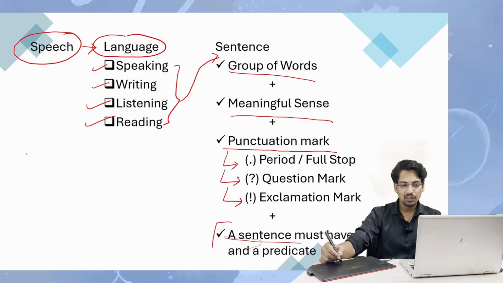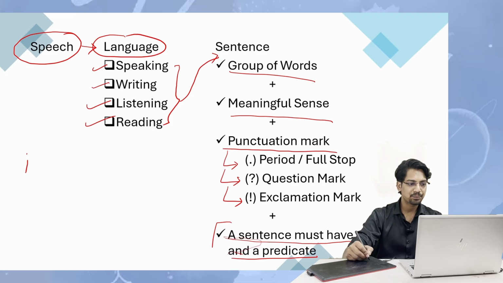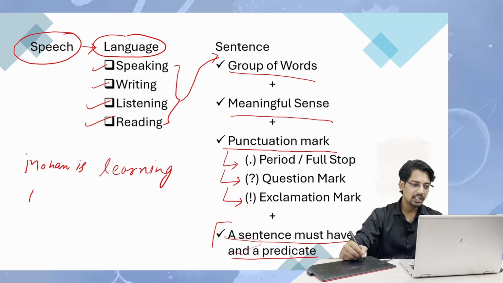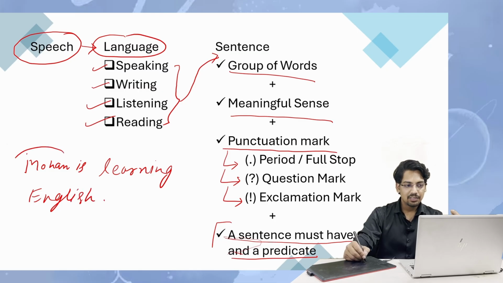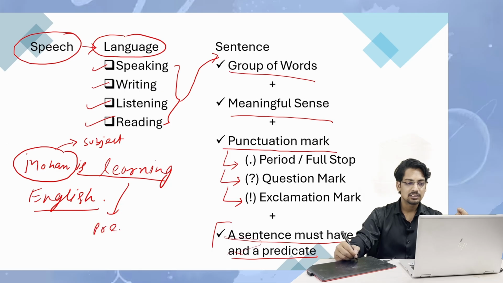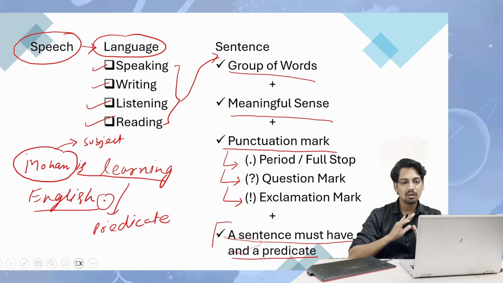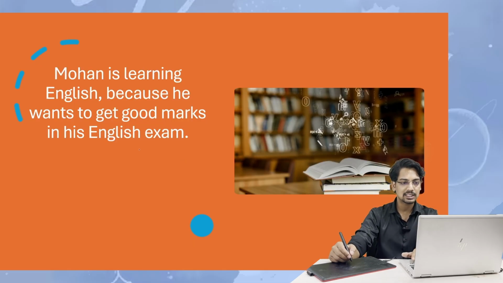A sentence must have a subject and a predicate. Now let me write it down. Suppose, let's say, Mohan is learning English. In this sentence, Mohan is the subject, and the rest part of the sentence is the predicate. And the punctuation mark makes it a complete meaning. Now let's go to the next slide.